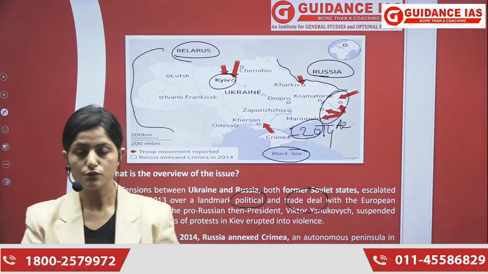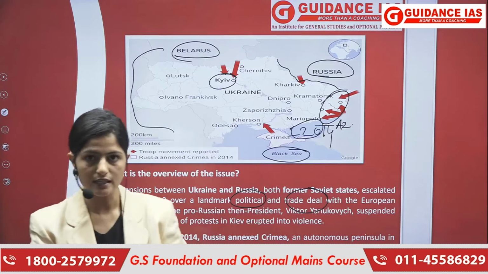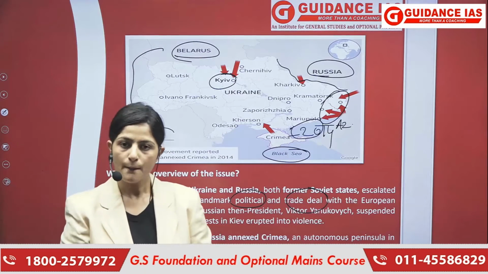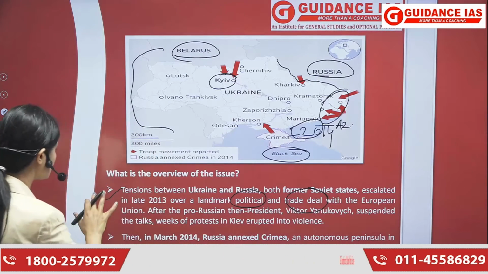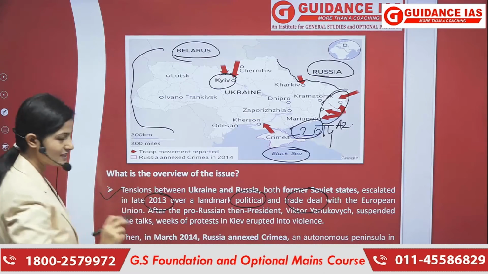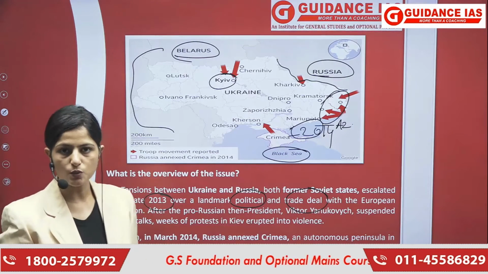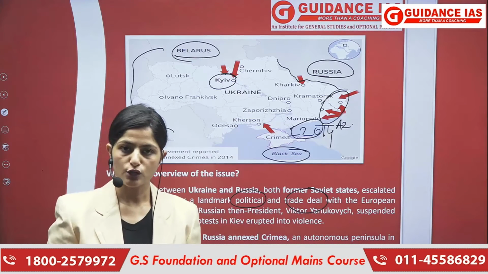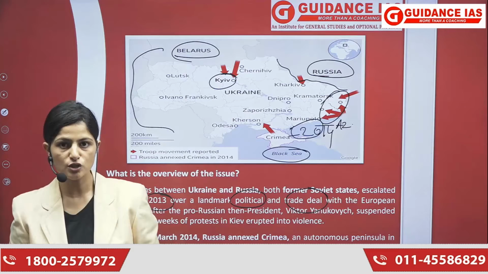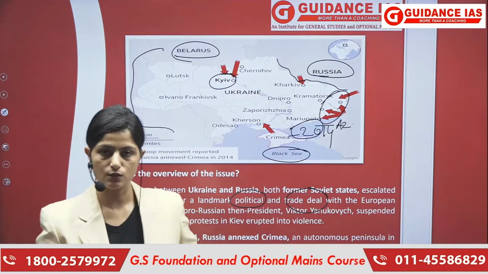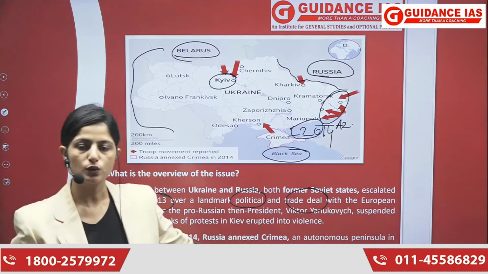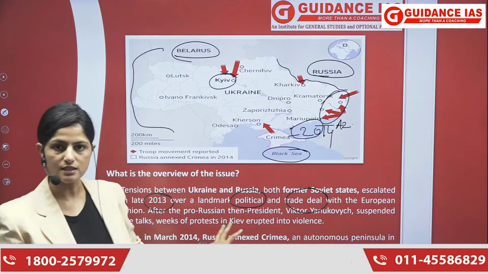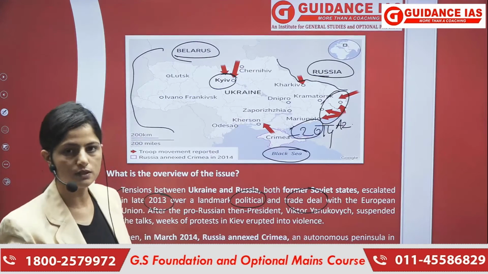In protest of the fact that the deal was not signed, a group of people protested against the president, right? So this 2013 tension was basically a protest against the pro-Russian president Viktor Yanukovych. Regarding what? Because he did not sign this trade pact or trade deal with the European countries, right? So people protested against him. This was the first thing to be noted here.